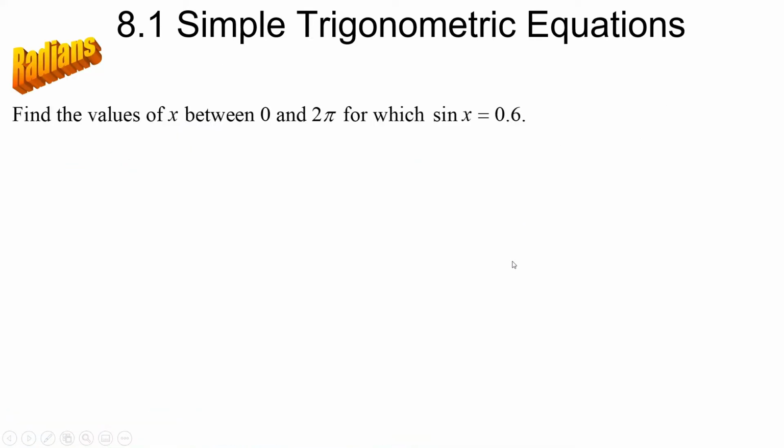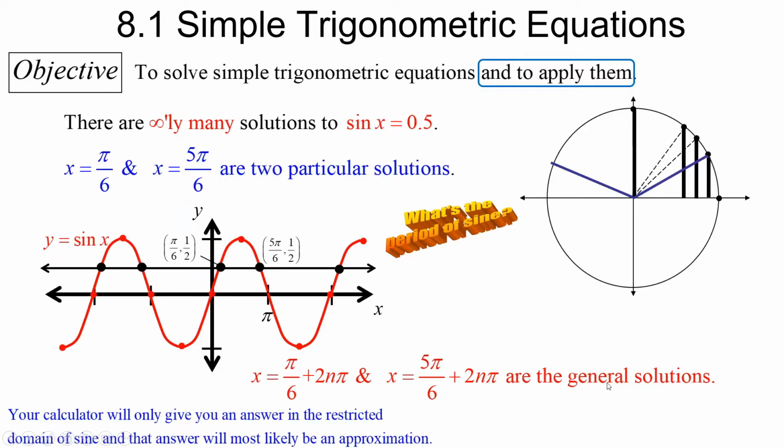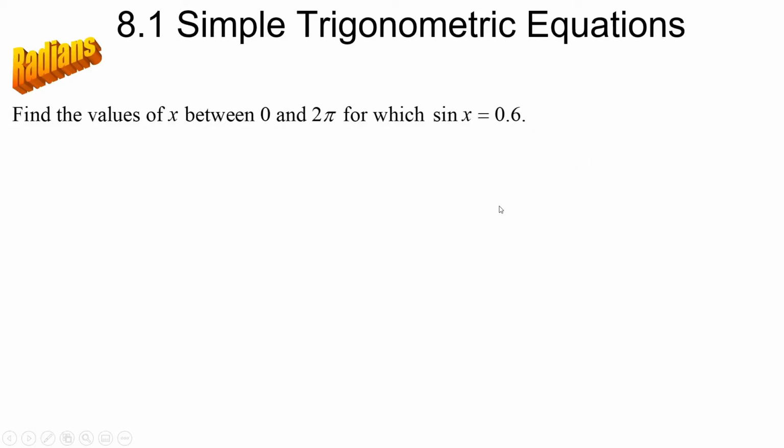Okay, now find the values of x between 0 and 2 pi. So they're looking for particular solutions this time, for which sine of x equals 0.6. Now, 0.6 is not one of our key outputs on the unit circle, like we saw with the 0, 1/2, root 2 over 2, root 3 over 2, and 1. So that tells me that at this point, we could find this just using our calculator and doing an approximation.